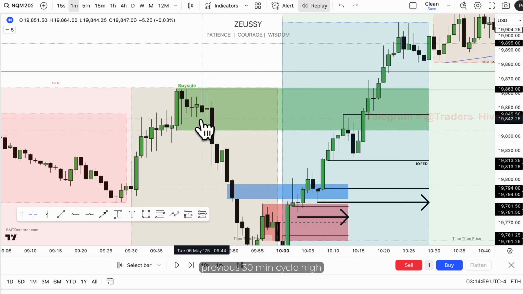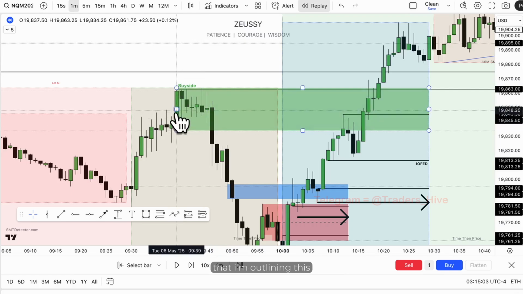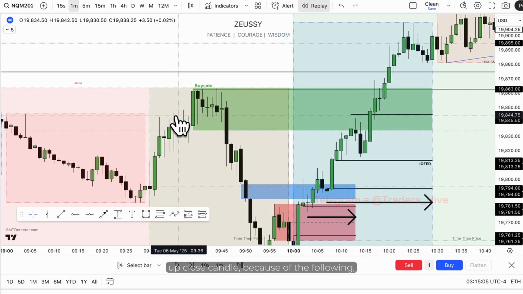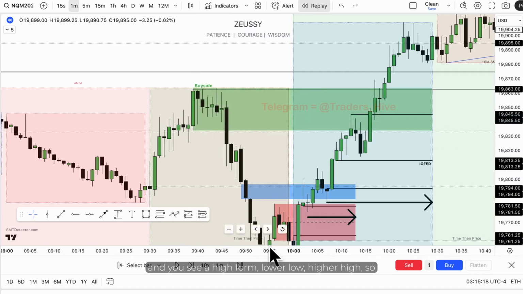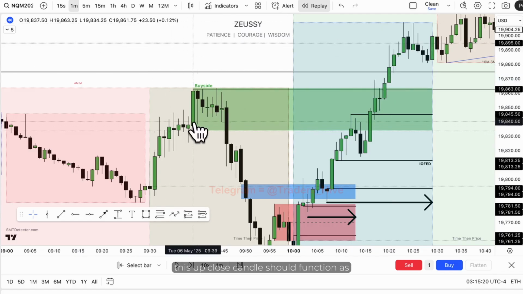And please note that the previous 30-minute cycle high is this down close candle right here, but I'm outlining this up close candle because of the following. When you pay attention to this up close candle, what you can see is that it formed as a bullish breaker, where you see a low to the left, and you see a high form, lower low, higher high. So this up close candle should function as support in price. It's a very important level therefore.